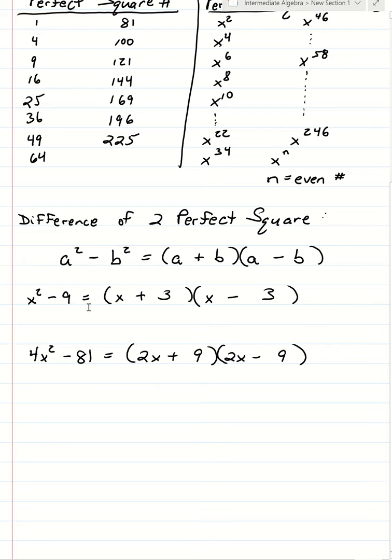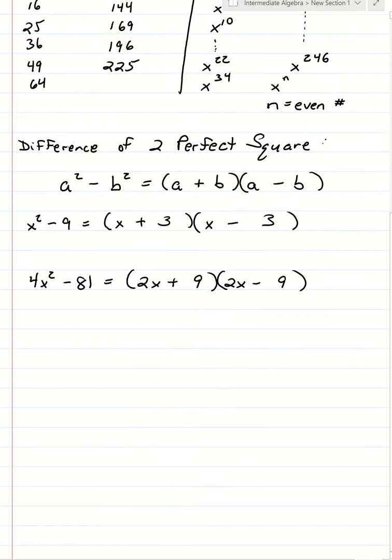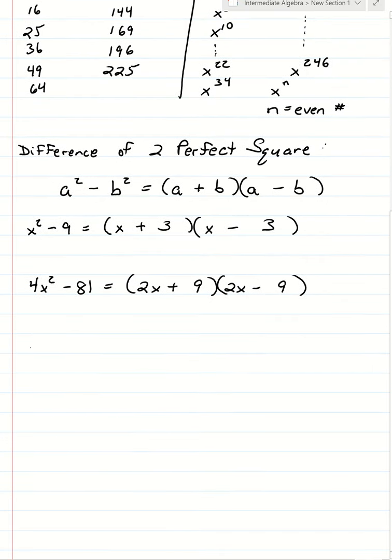Remember, you can always check your factoring by multiplying these two quantities back together. And if you were to multiply these two polynomials, it would bring you back to the original. Okay? Let's take a look at another example. Let's say we had x to the 6th minus 25. We want to factor this. Okay?